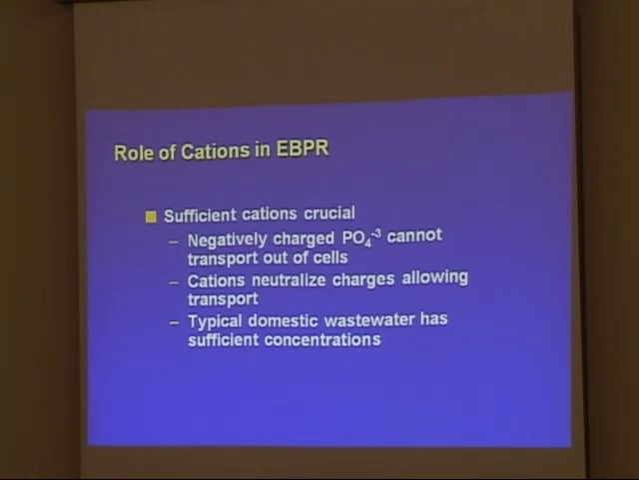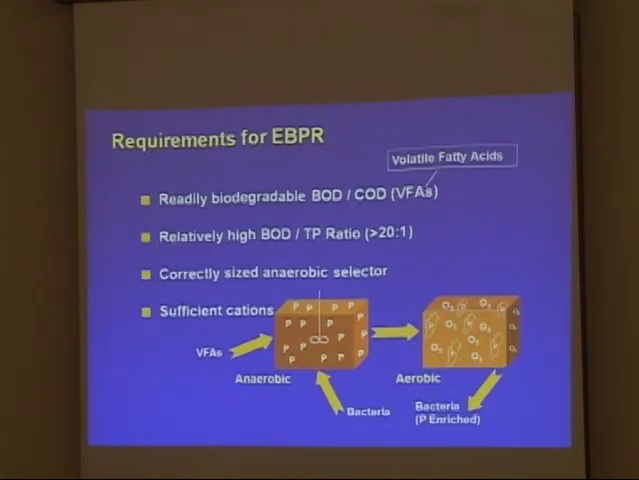All right. Then one of the things, this is kind of nice to know, I don't think it's going to be a big issue for you guys out here: you have to make sure you get sufficient cations for your phosphorus removal. Negatively charged phosphorus cannot transport out of the cell. The cations neutralize charges, allowing transport. And typical domestic wastewater has sufficient concentrations. This is another thing you may read about in the WEF articles. But again, you guys have a really solid, no pun intended, influent coming in here. It's pretty diverse. It's a good mix, a good soup coming in.